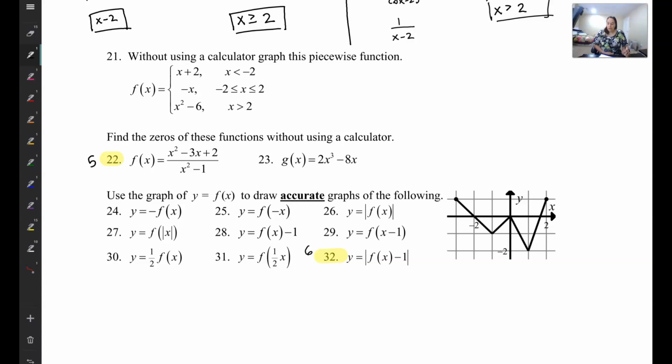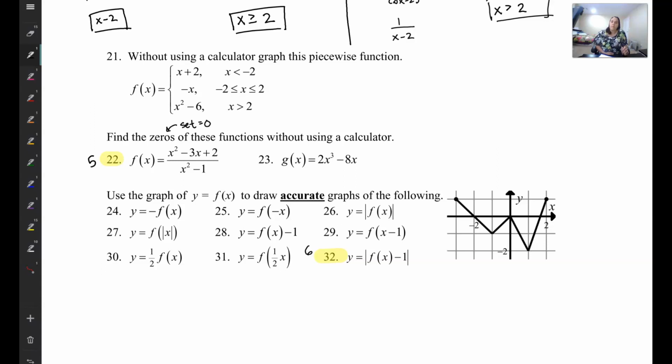Let's try number 22. Find the zeros of these functions without using a calculator. So I want to find the zeros of f of x. Now, typically that means set equal to 0 and solve. However, when you have rational functions, there's one other condition you need to look for. You guys may have learned about this last year. Sometimes it gets skipped, and that is holes or discontinuities.